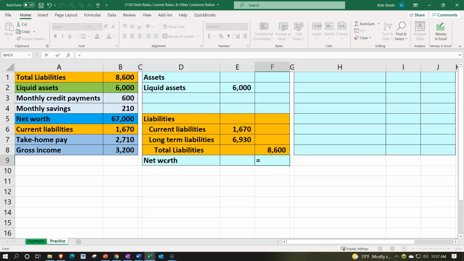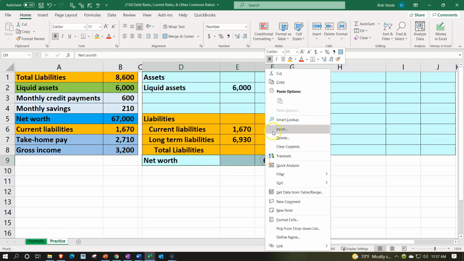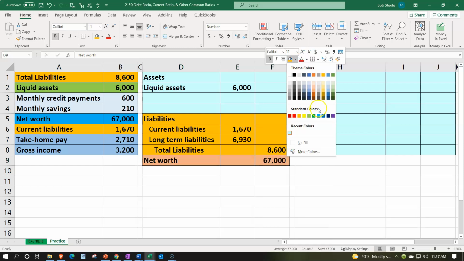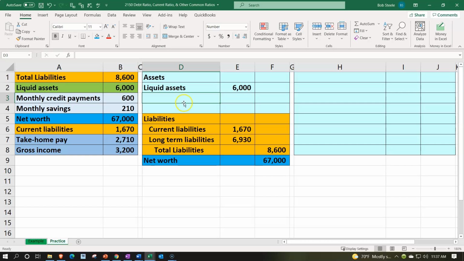But they gave us this, so we're going to, okay, well, that's 67,000. So if we got that, then I'm going to say, all right, let's make that the dark blue. That's my bottom line number. Let's make that our dark blue. That means that I'm missing my assets up here.